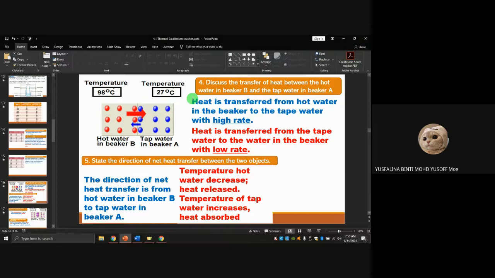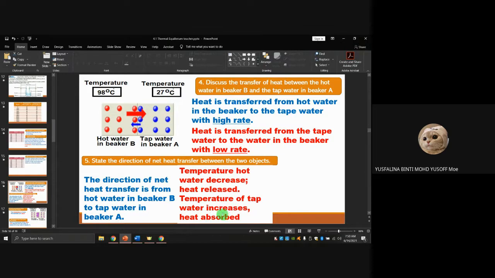Okay, but the hot water transfers more heat to the tap water than the tap water transfers to the hot water. So this will occur until both of the waters have the same temperature. State the direction of the net heat transfer between the two objects. The direction of the net heat transfer is from hot water in beaker B to tap water in beaker A. The temperature of the hot water decreases, so heat is released, while the temperature of the tap water increases, so heat is absorbed.